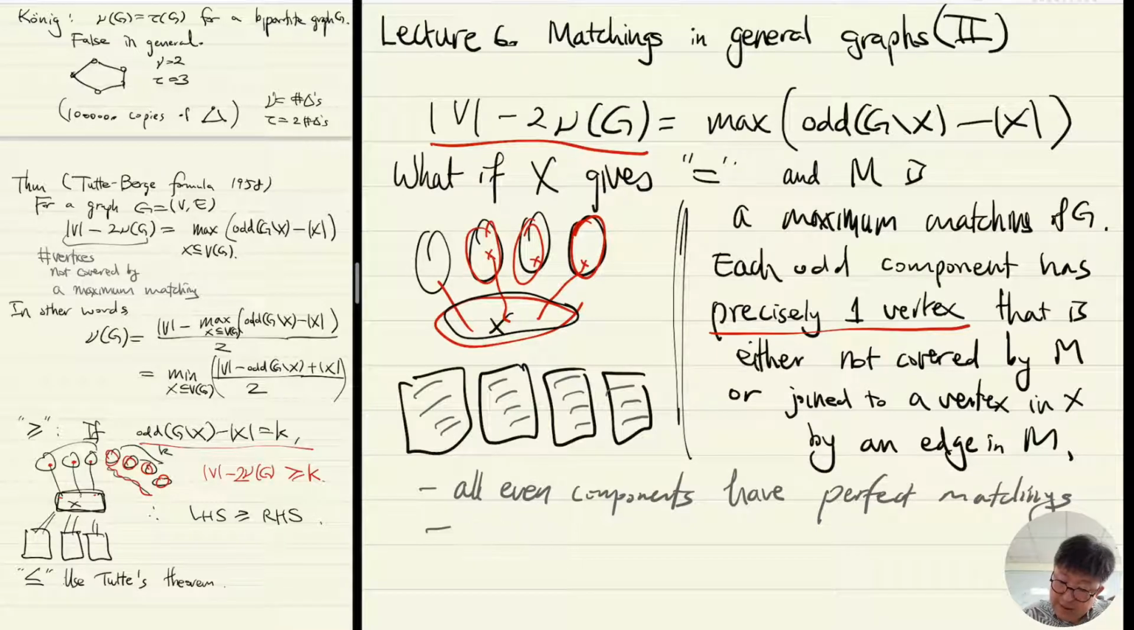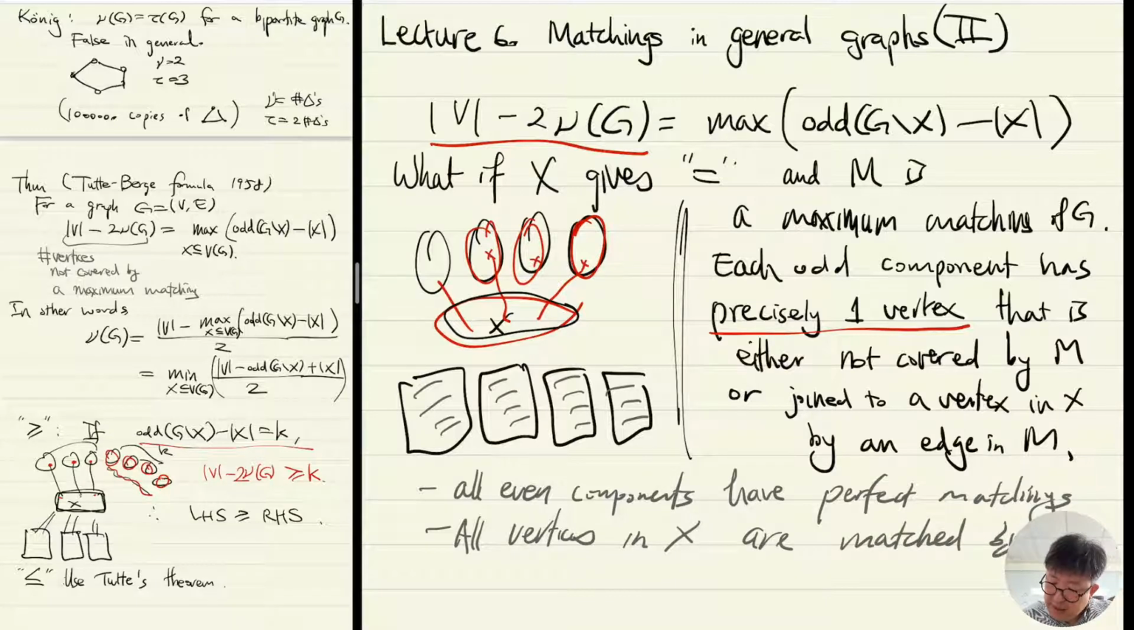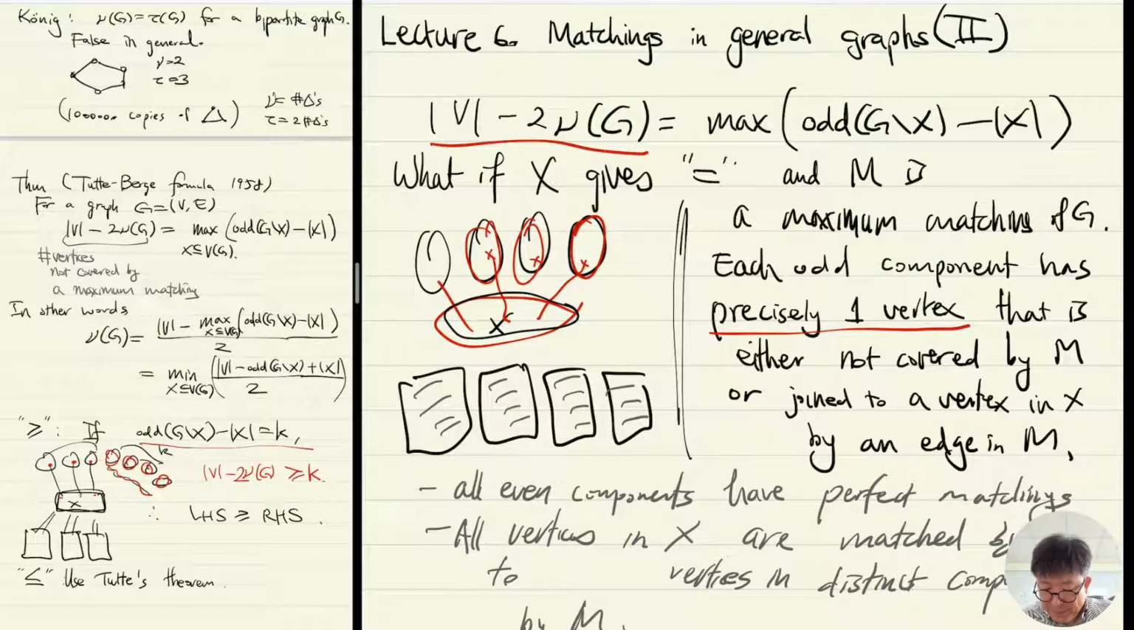All odd, and we knew already what happens with odd components. All vertices in X are matched by M to distinct vertices in distinct components. Okay, I didn't have to say this. These vertices in distinct components by M.